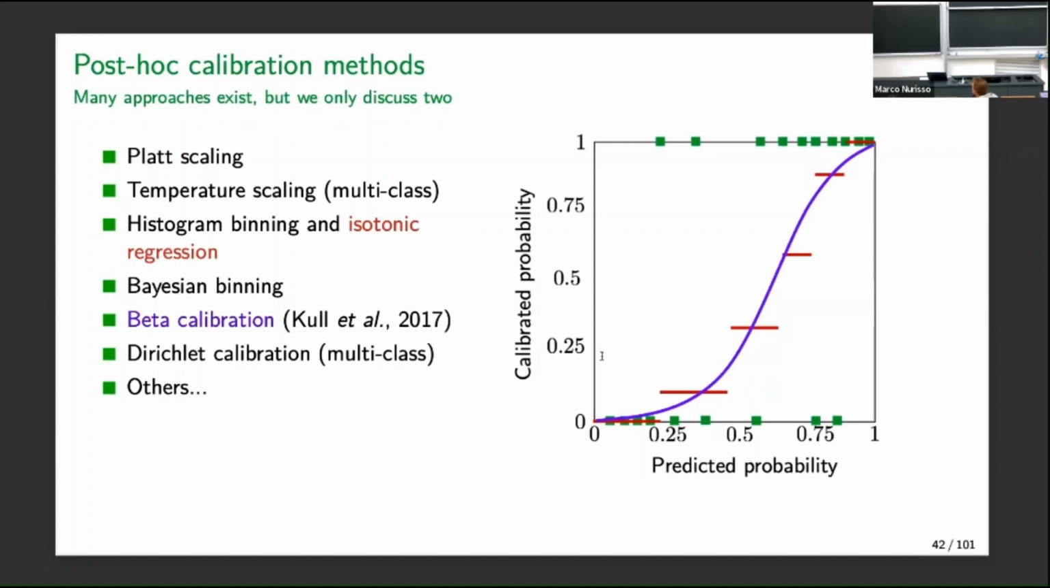And that's typically done by a fitting procedure. So you know the observed frequencies for a validation data set. You remap your probabilities so that they correspond more to the observed frequencies. So that's how you can do that on a validation data set. This is typically done on a validation data set.